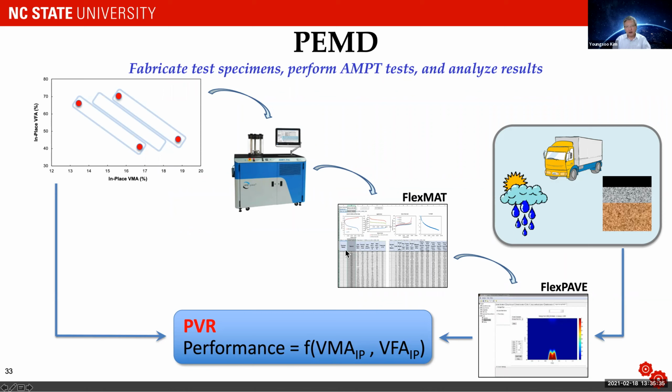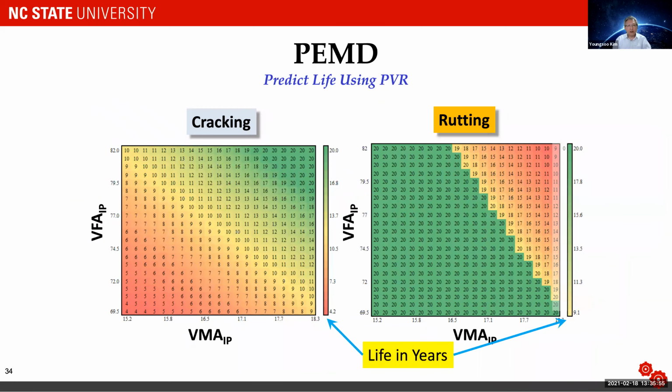If you stop here and use index value, then use IVR, and you will be able to do index-based PEMD, which I don't have time to show you today. But you can actually do the predictive PEMD using FlexPave, or you can use index-based PEMD using FlexMat. And this is what you get, because we can predict the mixture performance at any point within this rectangle. So what you see here is the life contour.